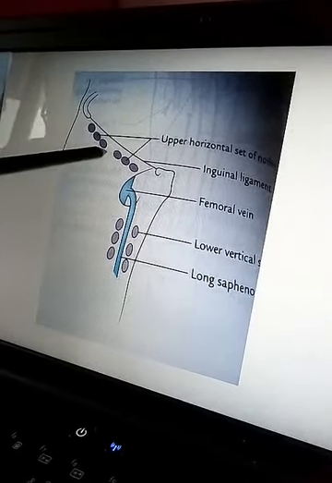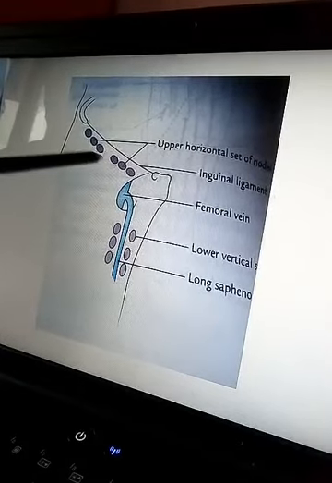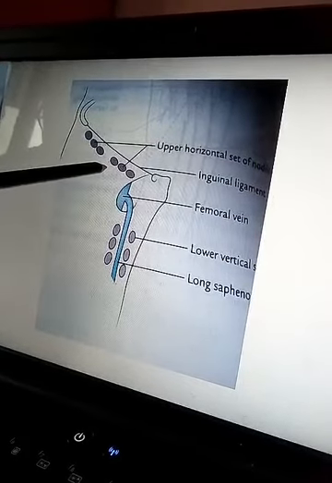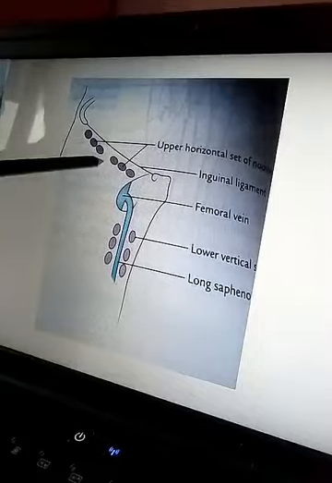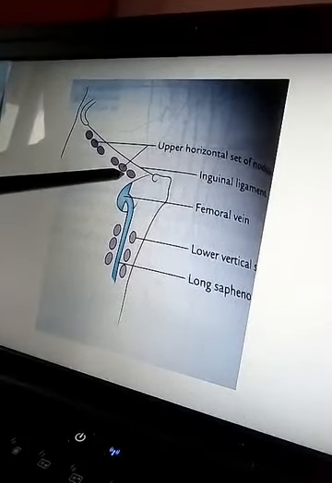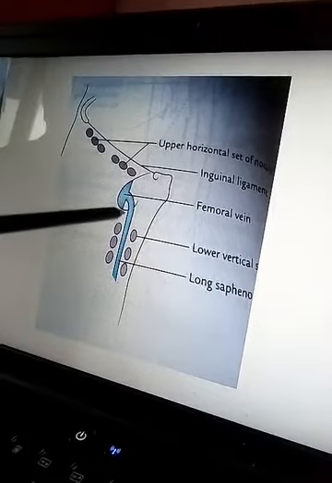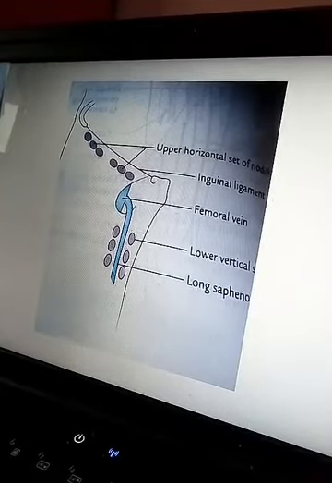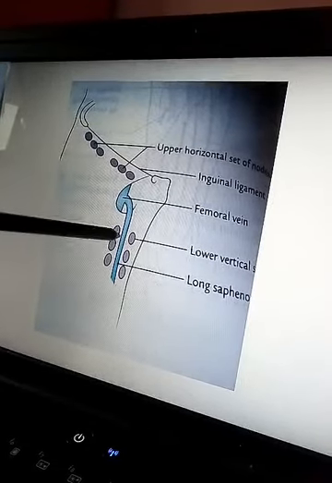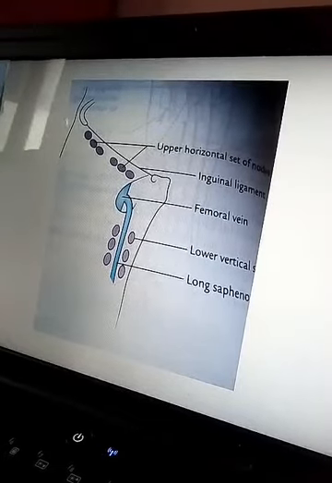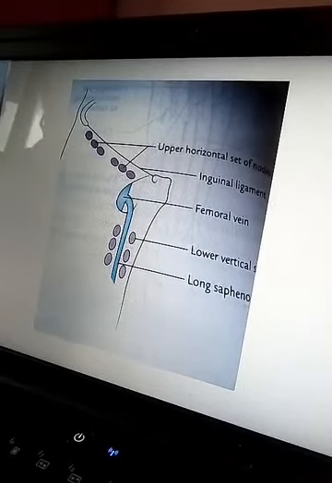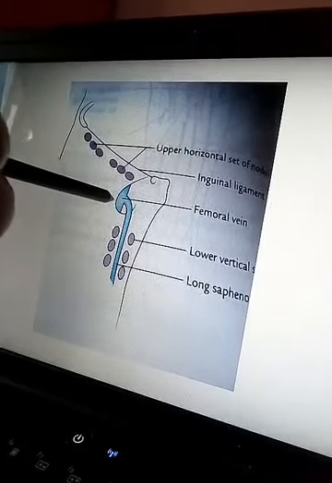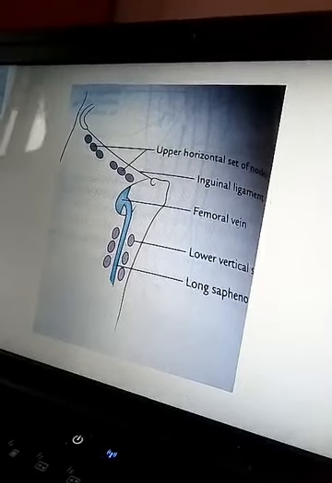The nodes of the upper horizontal set, 5 or 6 in number, are located a short distance below the inguinal ligament. The nodes of this set can be divided into upper lateral and upper medial groups. The nodes of the lower vertical set, that are 4 or 5 in number, lie along the upper part of the saphenous vein. The efferent lymph vessels from the superficial inguinal nodes pass through the saphenous opening and drain into the deep inguinal nodes.